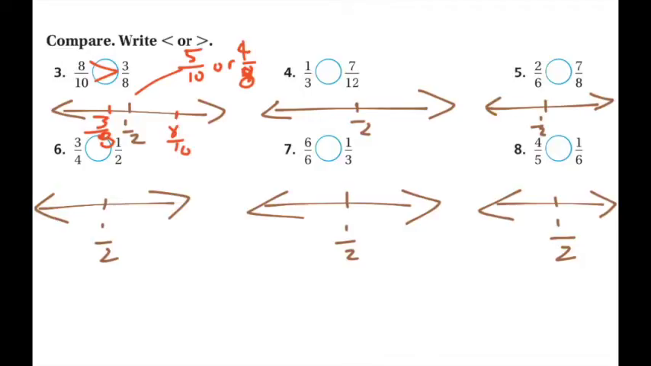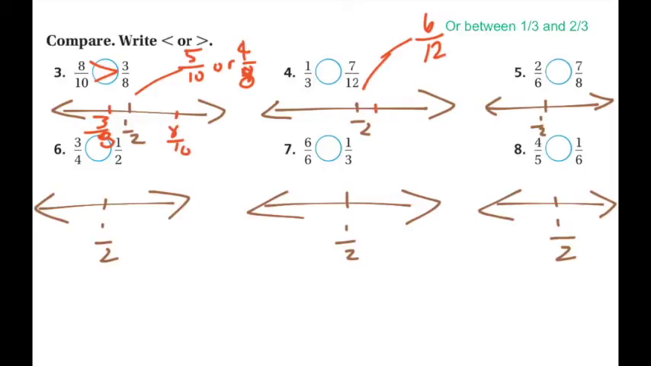Okay, the next one. I have 1/3 and 7/12. Okay, thinking about 1/2. 1/2 is going to be between 1/3 and 2/3. Okay, and it's going to be 6/12. So now that I see where the halfway points would be with the thirds and the twelfths, I can now put these on my little number line.